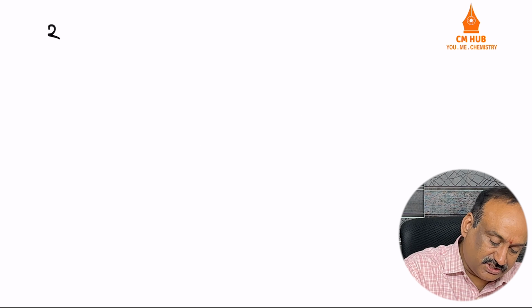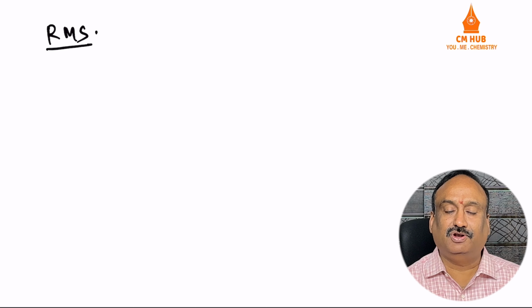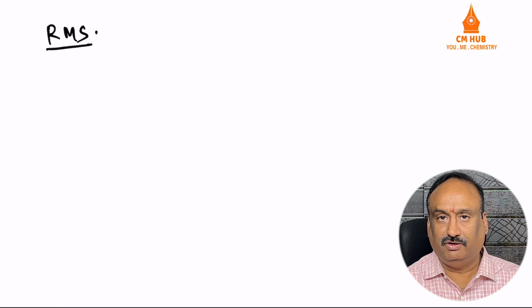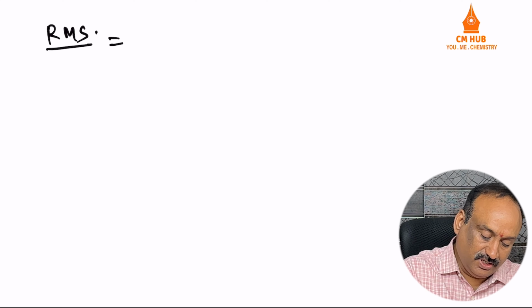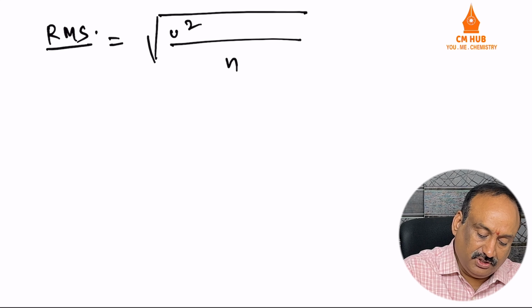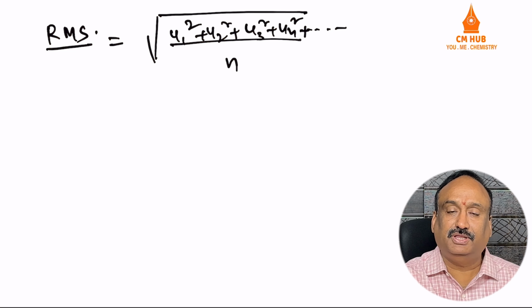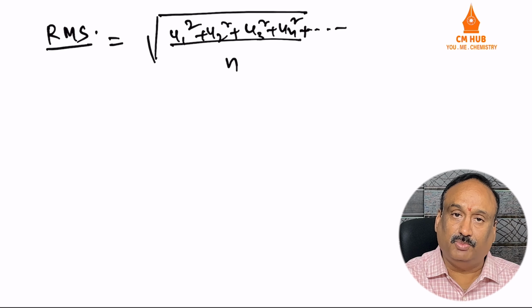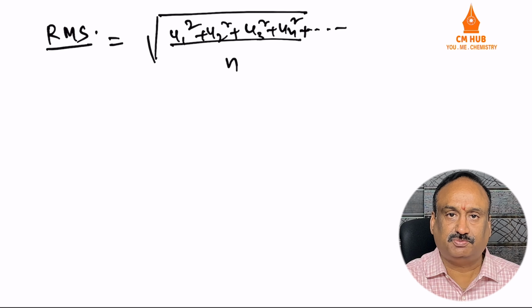Now let us first understand again what RMS velocity is. RMS velocity is root mean square velocity. How do we define RMS velocity? It is defined as the square root of the mean of the squares of the individual velocities in a given sample of gas. This is the formula that we need to apply when you know the number of molecules present in a given sample of gas and the individual velocities possessed by them.